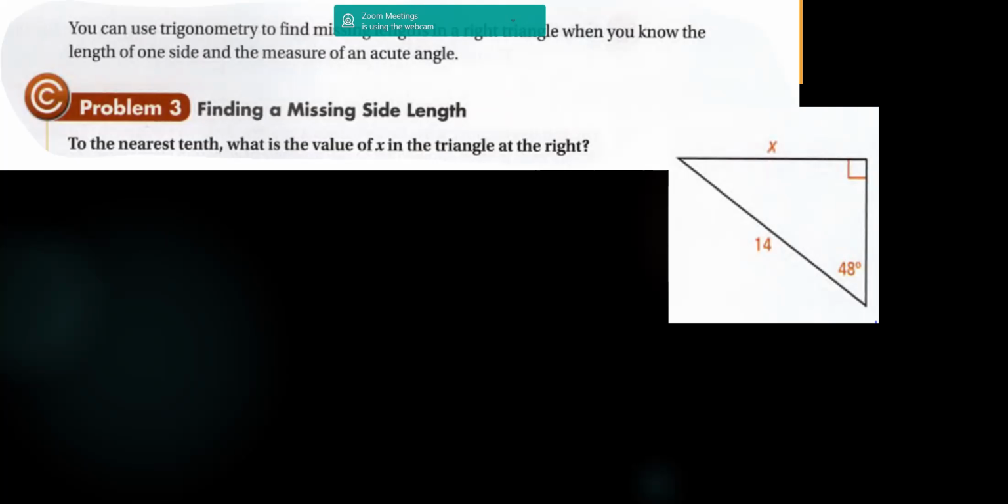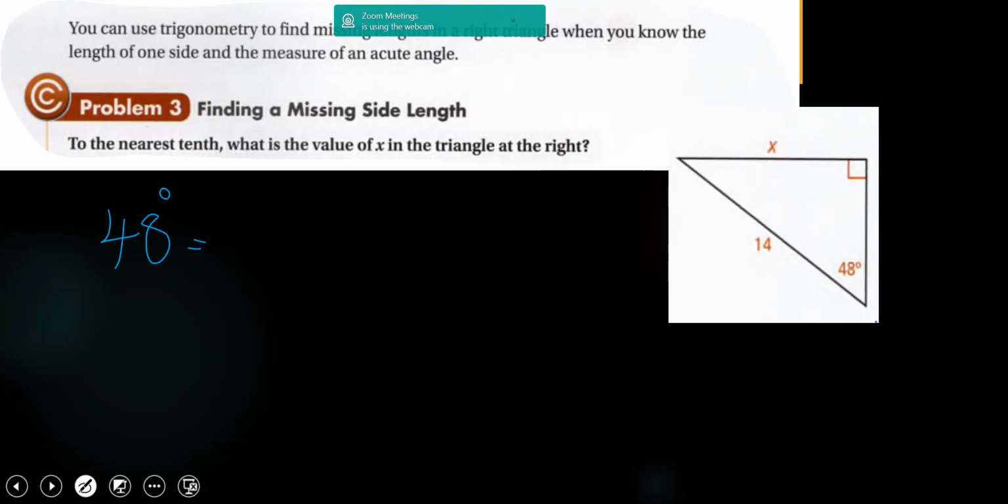Now look at this triangle. Is it a right triangle? Yes. What do I have? I have the length of a side. I have an angle and I need the other one. So I will use the trigonometric ratios. Now, which angle do I have here? I have 48. So I say, okay, I will put here 48.